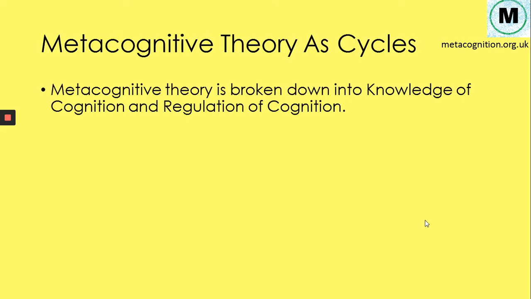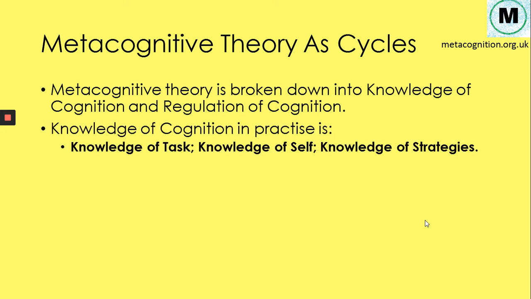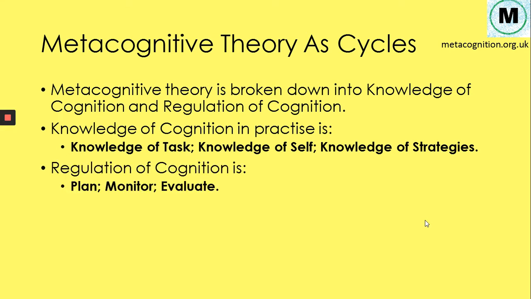So, the metacognitive theories as cycles. Remember when we went over the theory, we said that knowledge of cognition and regulation of cognition can be broken down into two different sections. Knowledge of cognition becomes knowledge of task, knowledge of self, knowledge of strategies, and that's process number 1. Regulation of cognition becomes plan, monitor, and evaluate, and that's process number 2. It's these two processes in bold that we need to know.